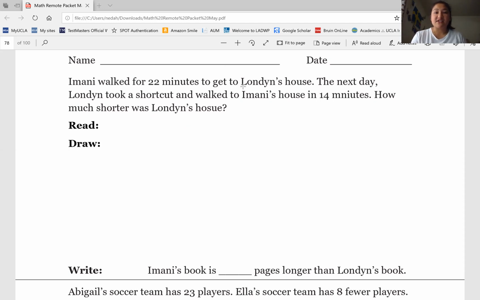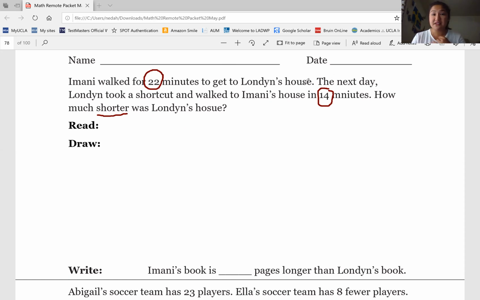Let's get started. So first things first, we are always going to mark up the problem. I see a number here, 22 minutes. I see another number over here, 14 minutes. I know that Imani walked for 22 minutes and London walked for 14 minutes. The problem is asking us how much shorter or what's the difference between these two numbers.